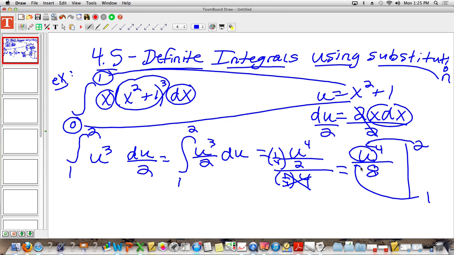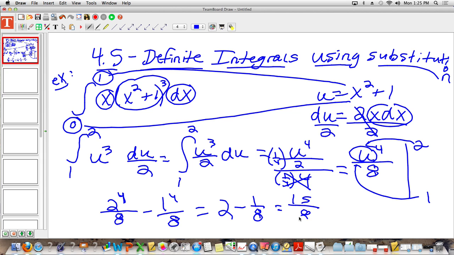and subtract your answers. So we're going to do 2 to the 4th power over 8 minus 1 to the 4th power over 8. What is 2 to the 4th power? 16 divided by 8 is 2. 1 to the 4th power is 1 over 8. So we have 2 minus 1/8. What is 2 minus 1/8? 15 over 8. You end up with 15 over 8.